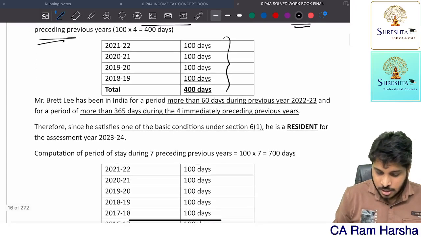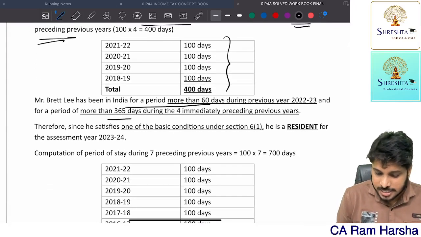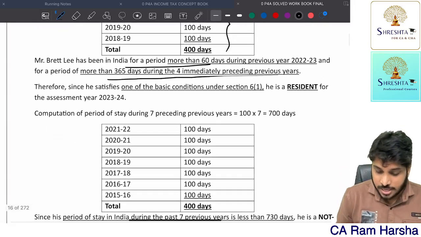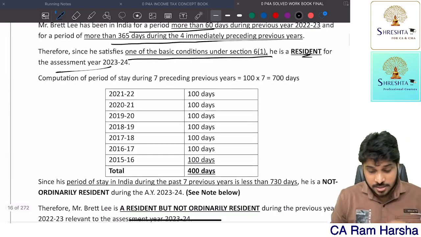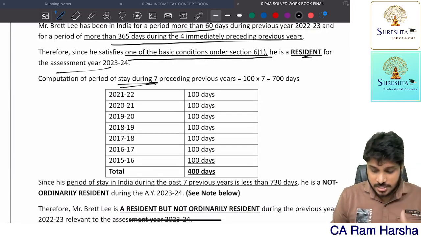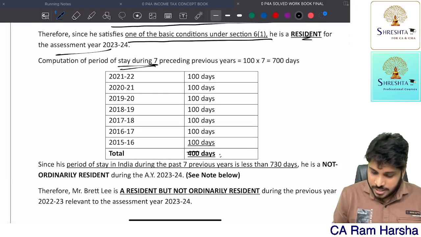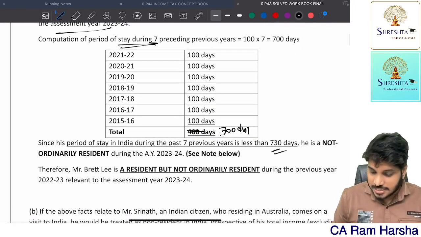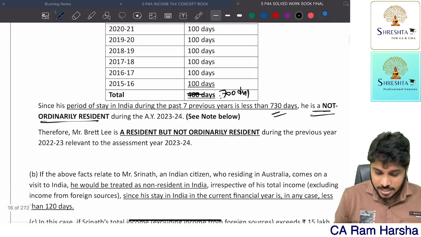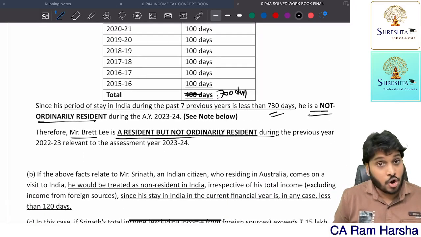So the calculator. Mr. Brett Lee is in India for more than 60 days and more than 365 days in the past 4 years. Therefore, since one of the basic conditions is satisfied, he is a resident. This is the suggested answer in the ICAI. Computation of period of stay for 7 years. So for 7 years, actually it is 700 days. Sorry. So 700 days. Since it is less than 730, he is not ordinarily resident. Therefore, Mr. Brett Lee is a resident but not ordinarily resident.